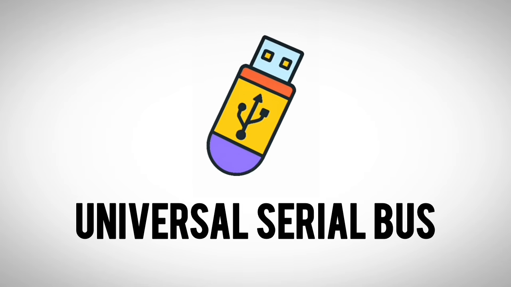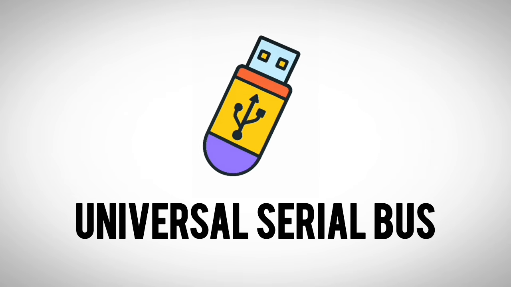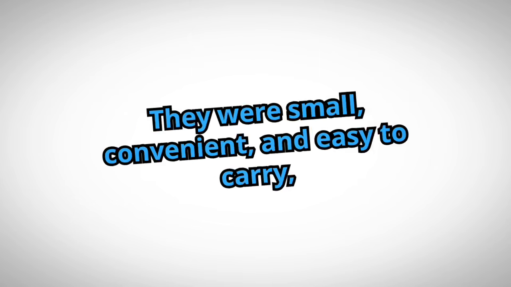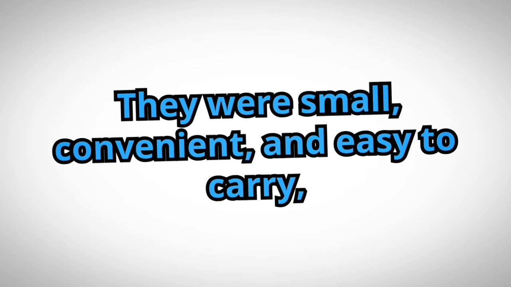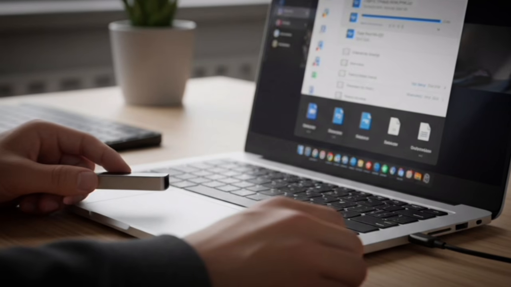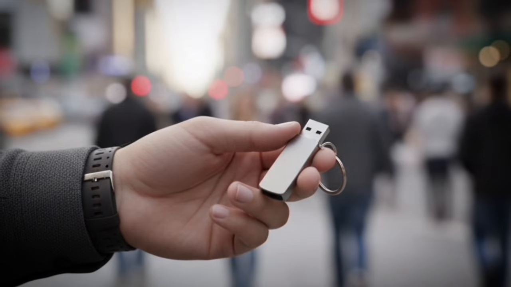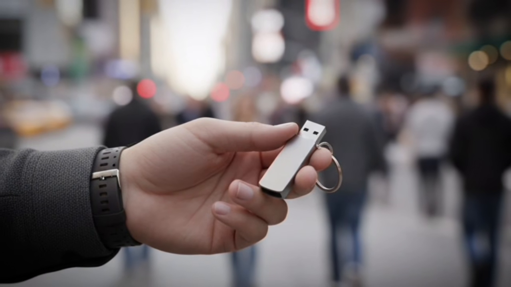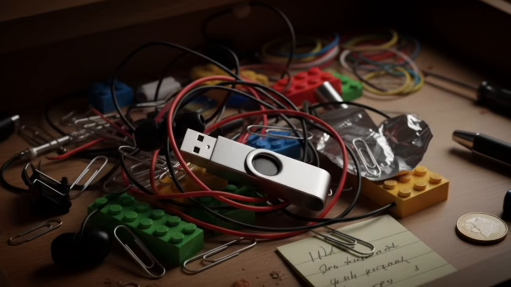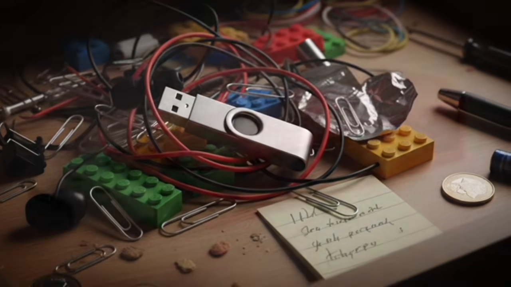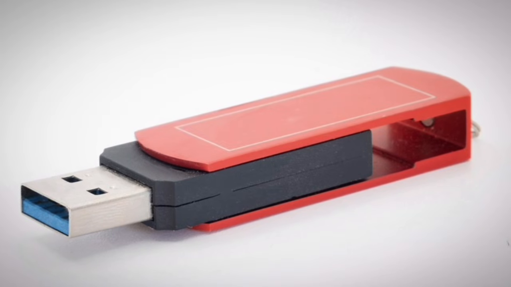USB flash drives were one of the first solid-state devices to become mainstream. They were small, convenient, and easy to carry, allowing people to quickly move files between computers. Their advantages are portability and reusability, but the downside is that they're very easy to lose because of their size, and cheaper ones can be slower as well.